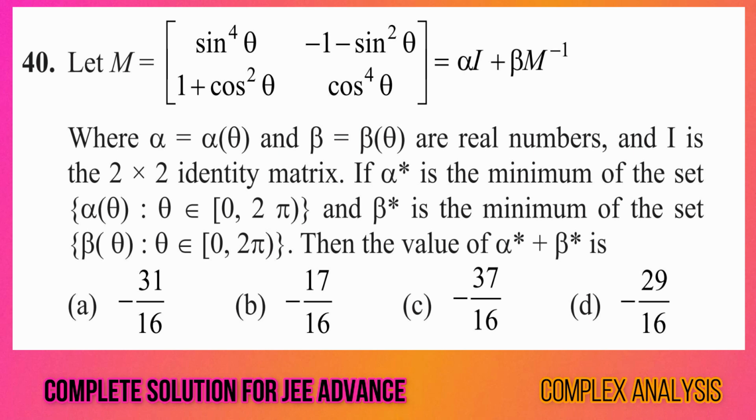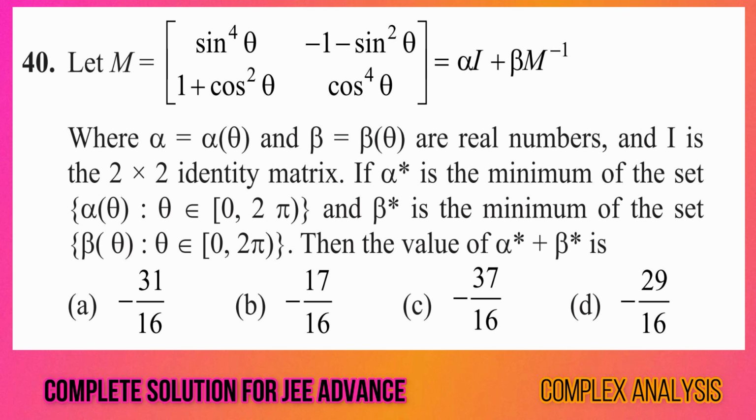Here I is a 2 by 2 identity matrix. They have given alpha star as the minimum of the set alpha of theta, where theta belongs to the closed interval 0 to 2 pi, so 0 is included but 2 pi is not. Similarly for beta star, the minimum value of beta of theta is taken over 0 to 2 pi, where 2 pi is not included. Using all the given data, we have to find the value of alpha star plus beta star.